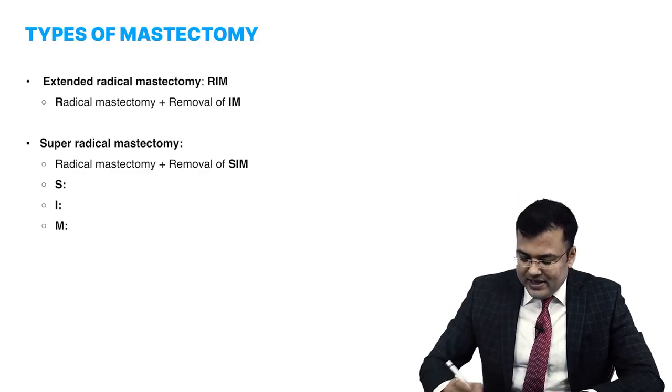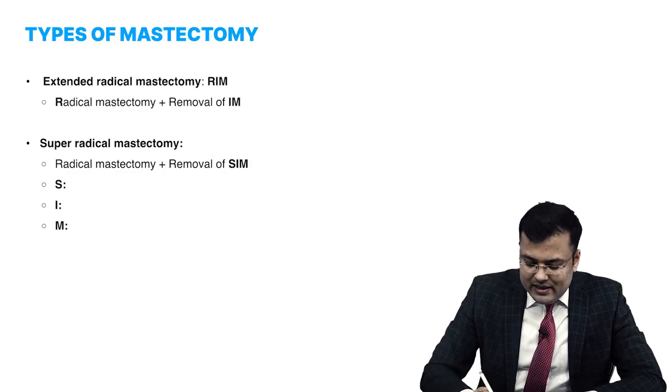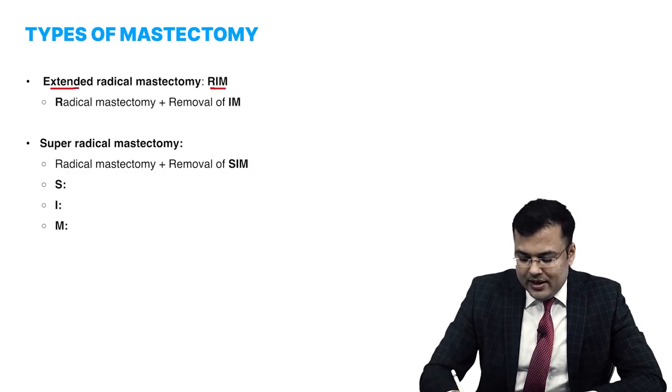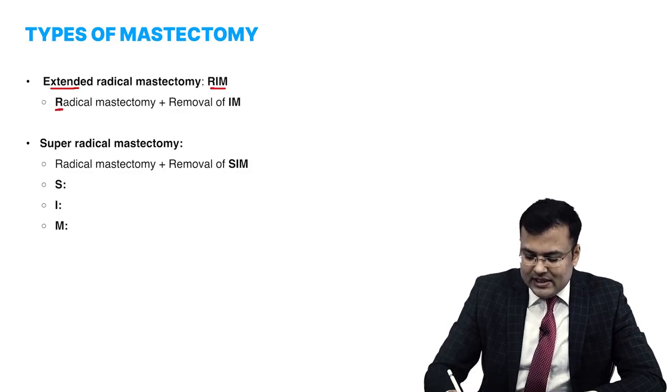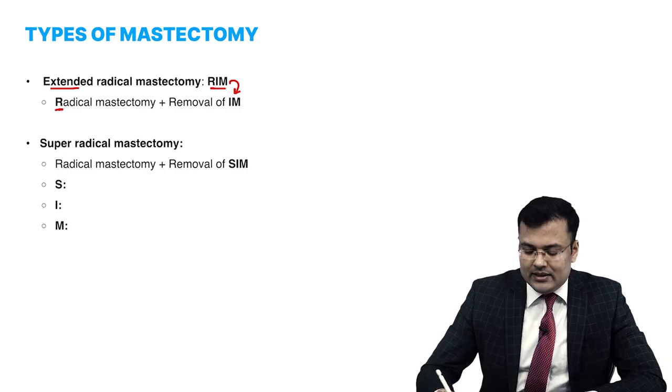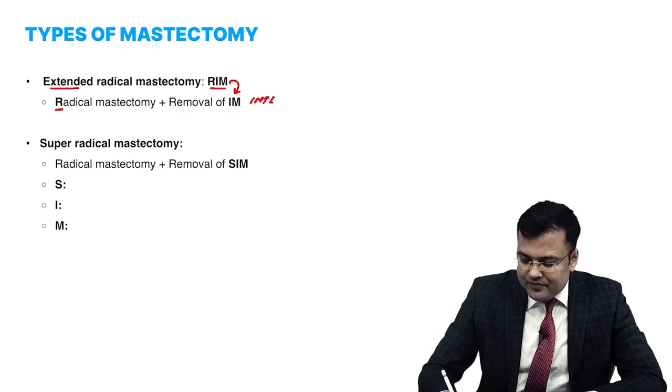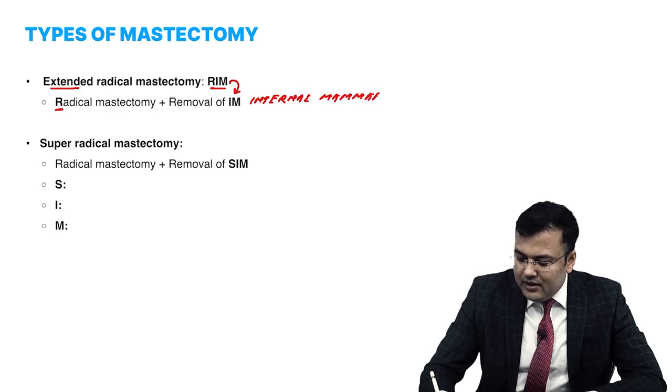So how to remember? Easy to remember. Extended radical mastectomy mnemonic is RIM. RIM means radical mastectomy plus removal of IM. IM means internal mammary nodes.